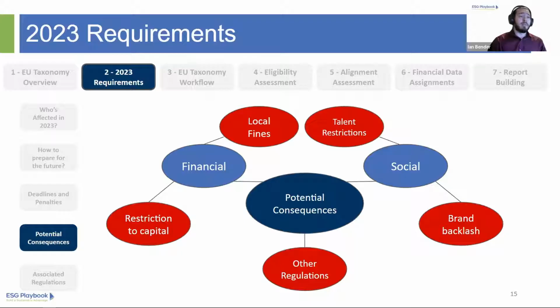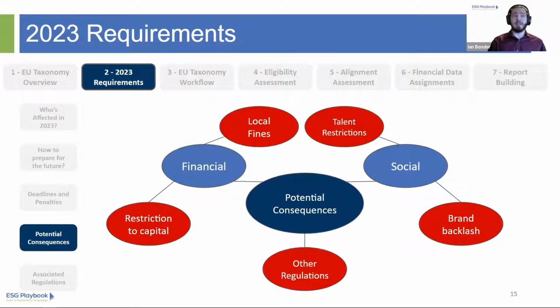Financial consequences could come in the form of local fines, dependent on the member state. Also, without a report, there may be withholdings from investors, making restriction to capital a real worry. On the social side, there could be backlash from customers until a report is provided. There may also be restriction to talent, as both the current and rising working generation become more environmentally aware. And there are also other regulations in each of these requirements that need to be followed. If the EU taxonomy is part of these other reporting regulations, then failure to produce a taxonomy report can lead to penalties within those other regulations.